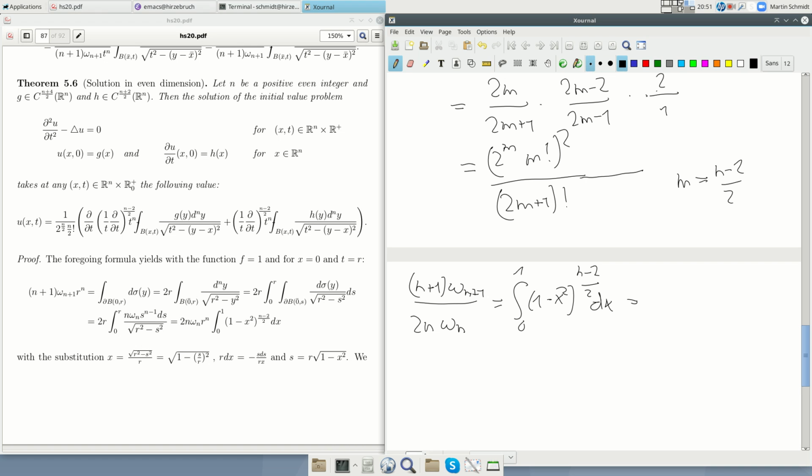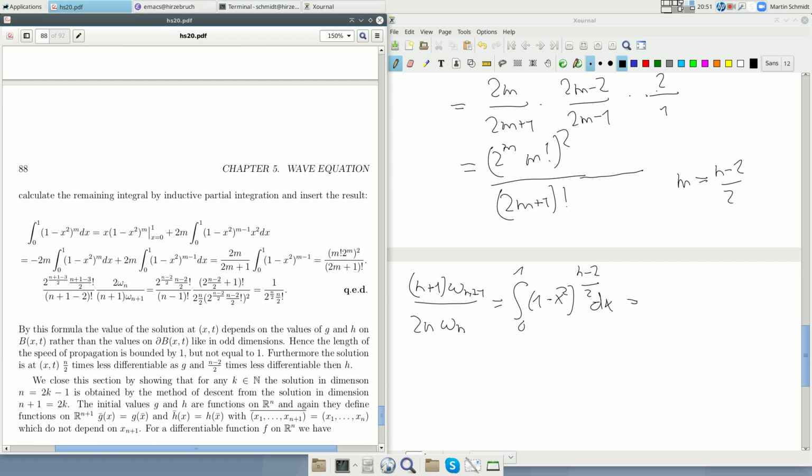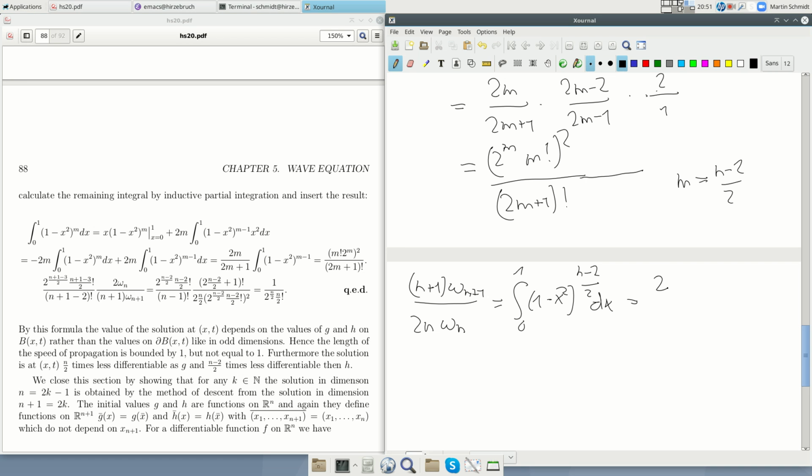So we get 2 to the power n minus 2 over 2 times n minus 2 over 2 factorial, divided by, and what is 2m plus 1? Of course 2m is n minus 1, so this is n minus 1 factorial. So this is now the result for this number.